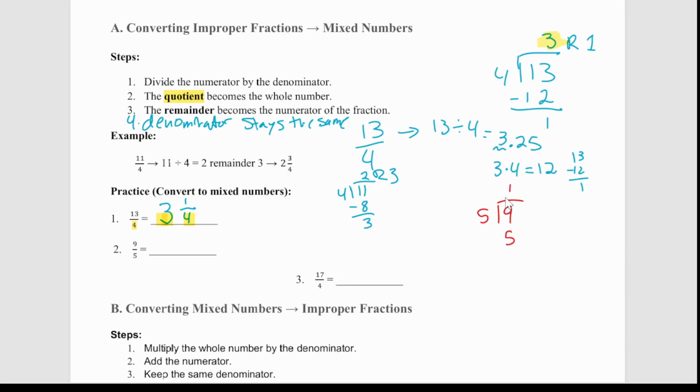one time. 1 times 5 is 5. 9 minus 5 is 4. So that means I have 1 with a remainder of 4. So that means this converts into 1 whole with 4/5 left over.